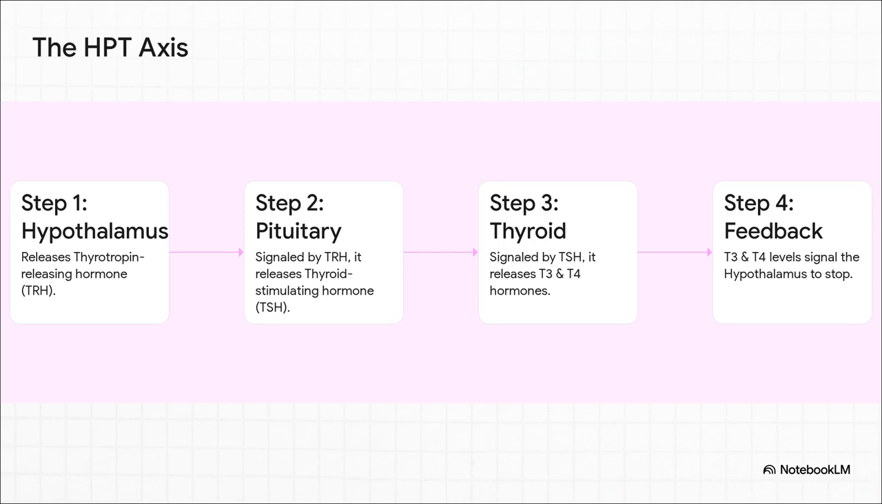So how does the body even regulate this? Well, it's through something called the HPT axis. Think of it like a smart thermostat in your house. The hypothalamus, that's like you feeling cold. It sends a signal to the pituitary, which is the thermostat on the wall. The pituitary then releases TSH to tell the furnace, your thyroid, to kick on and produce heat, or in this case, T3 and T4 hormones. Once the room is warm enough, the thermostat signals back to shut the system off. A problem anywhere in that chain can cause hypothyroidism.